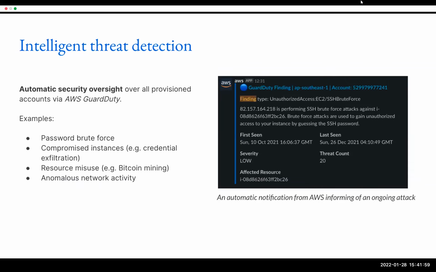We also have intelligent threat detection, where AWS GuardDuty is able to provide automatic security oversight. For example, for any attacks launched on cloud instances such as SSH brute force or compromised instances, we can actually rely on AWS and their very advanced threat detection mechanisms.